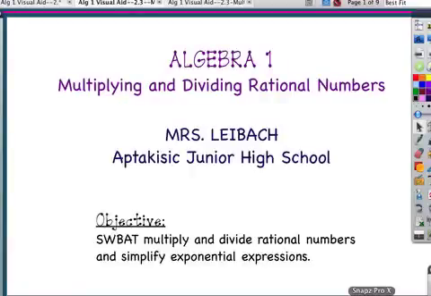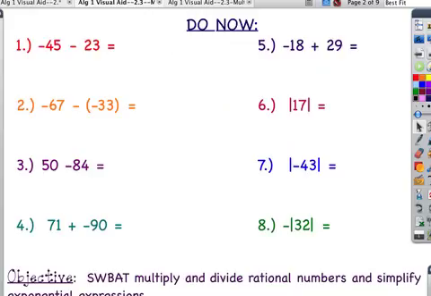After this lesson, students will be able to multiply and divide rational numbers and simplify exponential expressions. Try these problems on your own, so pause the movie and resume when you're ready. Number 1. Negative 45 minus 23.